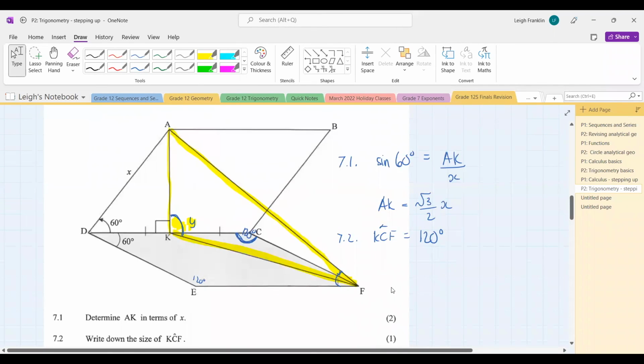So what we see, we want side KF because we've already got side AK. KF is a side in a right angle triangle. Now, all of these rhombuses are equal, so all their sides are X. So this over here has to be X over 2. And this one over here also has to be X. Does that make sense to everybody?